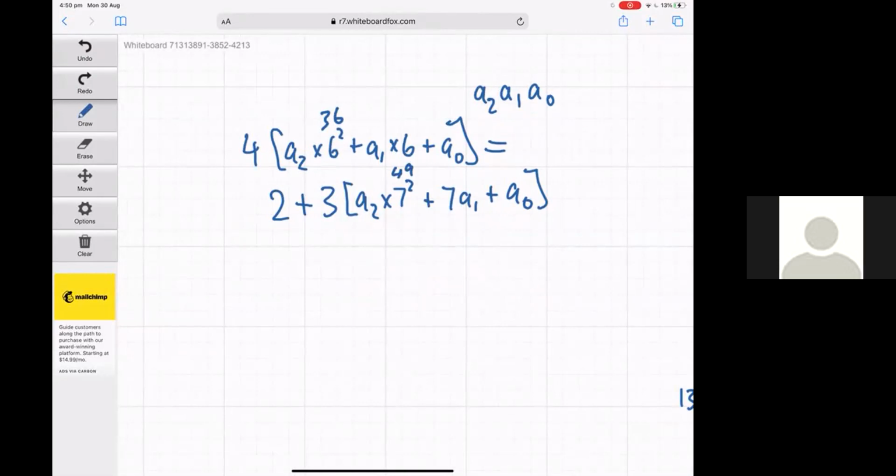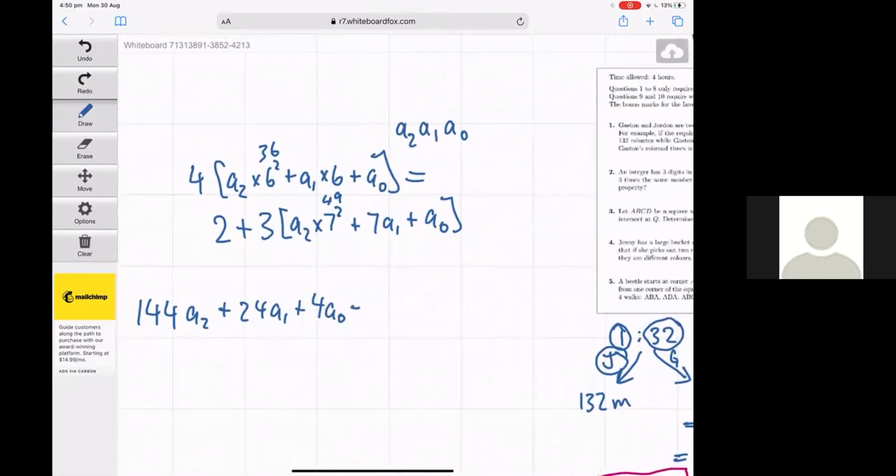So if we do some rearranging, this is 36, this is 49. So the left-hand side becomes 144 A2 plus 24 A1 plus 4 A0. And the right-hand side becomes 3 times 49, which is 147 A2 plus 21 A1 plus 3 A0 plus 2. Okay, so these two are equal to each other.